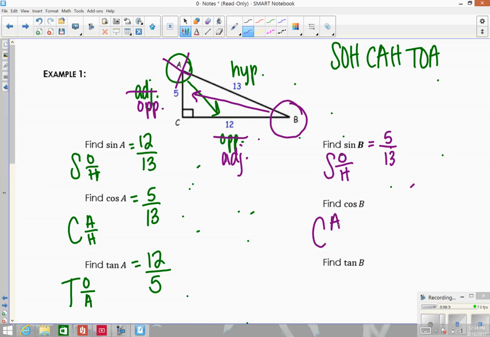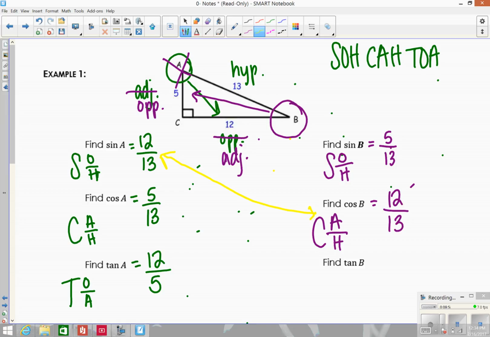Cosine is CAH, so adjacent over hypotenuse. So adjacent is going to be the 12 this time, if I switch the angle. Hypotenuse is 13. Again, you should see that these ratios are the same.